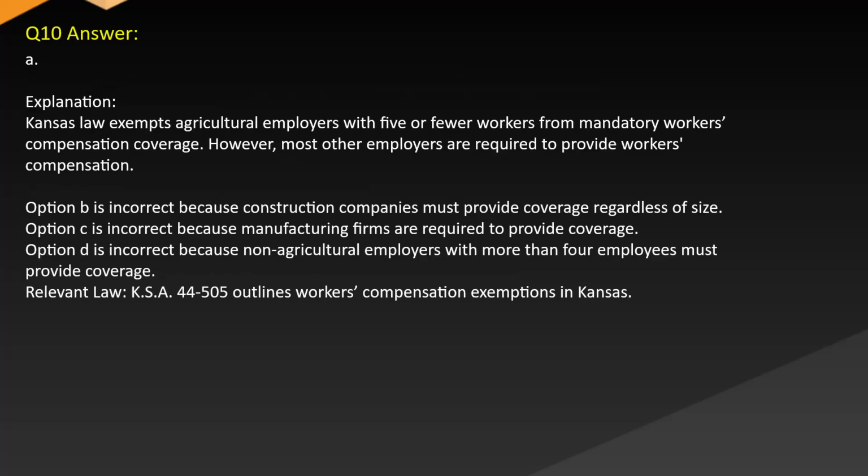Answer A. Explanation. Kansas law exempts agricultural employers with 5 or fewer workers from mandatory workers' compensation coverage. However, most other employers are required to provide workers' compensation. Option B is incorrect because construction companies must provide coverage regardless of size. Option C is incorrect because manufacturing firms are required to provide coverage. Option D is incorrect because non-agricultural employers with more than 4 employees must provide coverage. Relevant law: K.S.A. 44-505 outlines workers' compensation exemptions in Kansas.